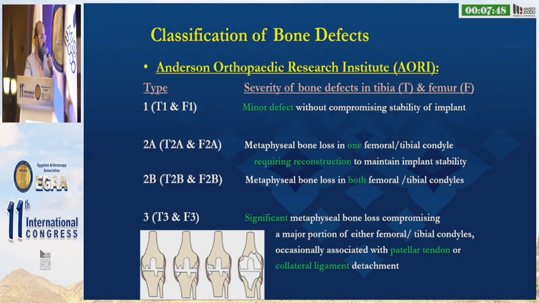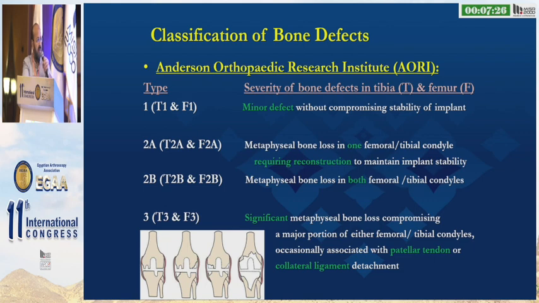This is by far the most commonly used classification for the bone defects, Anderson Orthopedic Research Institute, AORI, where the T stands for the tibia and F for the femur. And we have three types, type 1, 2, and 3. Type 1, it's a minor defect without compromising the stability of the implant.